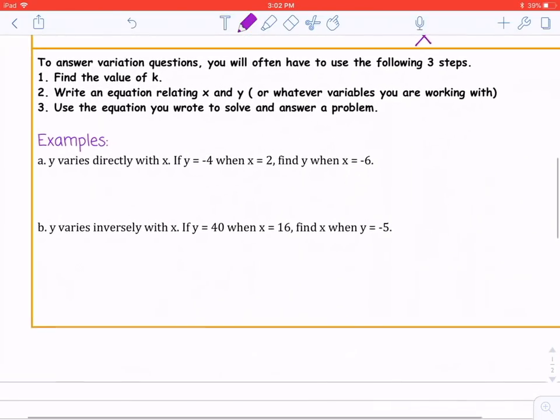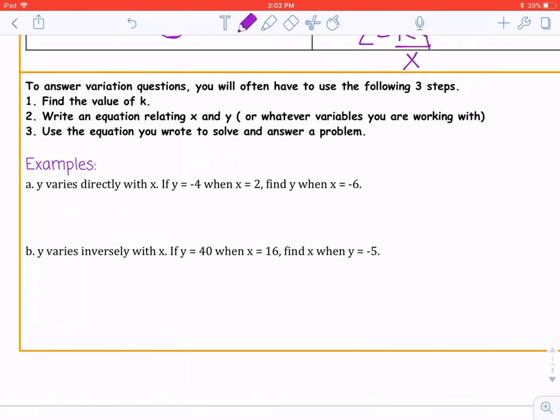Alright, so there's just two more examples. We're going to find the value of k, we're going to write an equation relating x and y, and then we're going to use that equation to solve and answer a problem. So A says y varies directly with x, and y equals -4 when x equals 2. And then we need to find y when x equals -6.